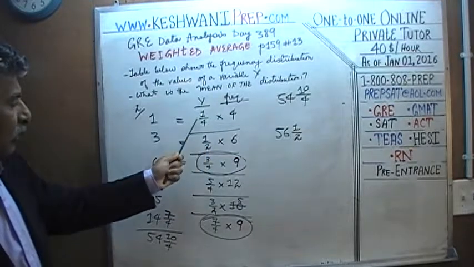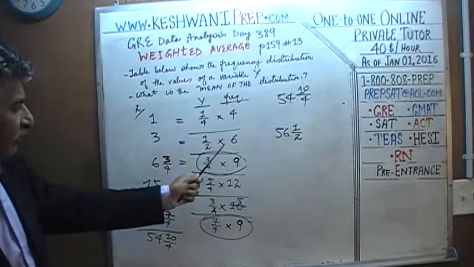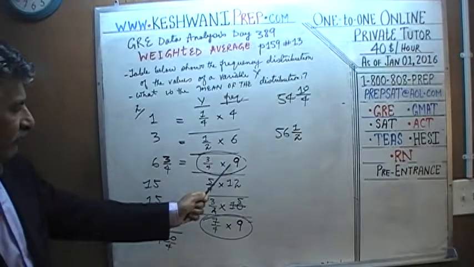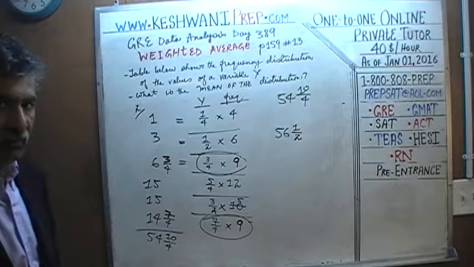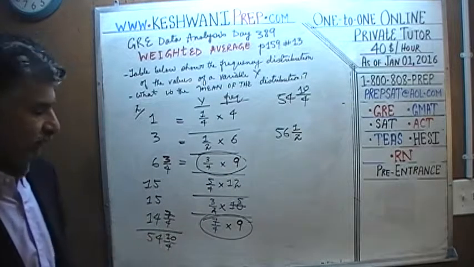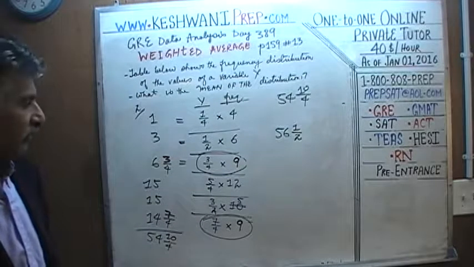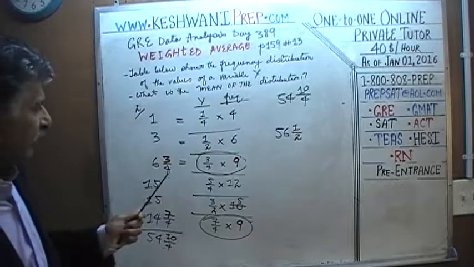We have 4 of the quarters, we have 6, half appears 6 times, we have 6, 1 half, we have 9, 3 quarters, 12, 5 quarters, and so forth. And when we add up all the values of the x's, we're going to get 56.5. Now we have to divide that by the number of observations. Let's find out how many we have.